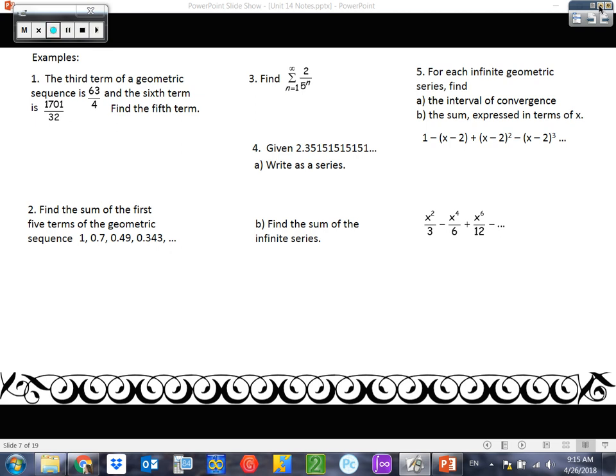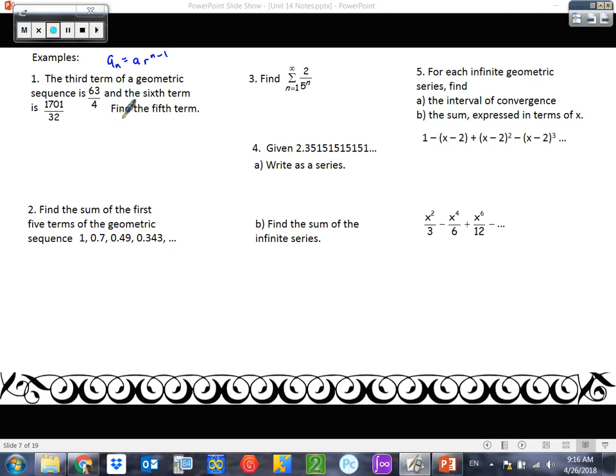No, you don't. But I'm just going to show you. There are other ways, but I want to show you what I would typically do. We're going to use that a sub n equals a times r to the n minus 1, the standard Precalc formula. And I'm going to write an equation for each one of these terms.